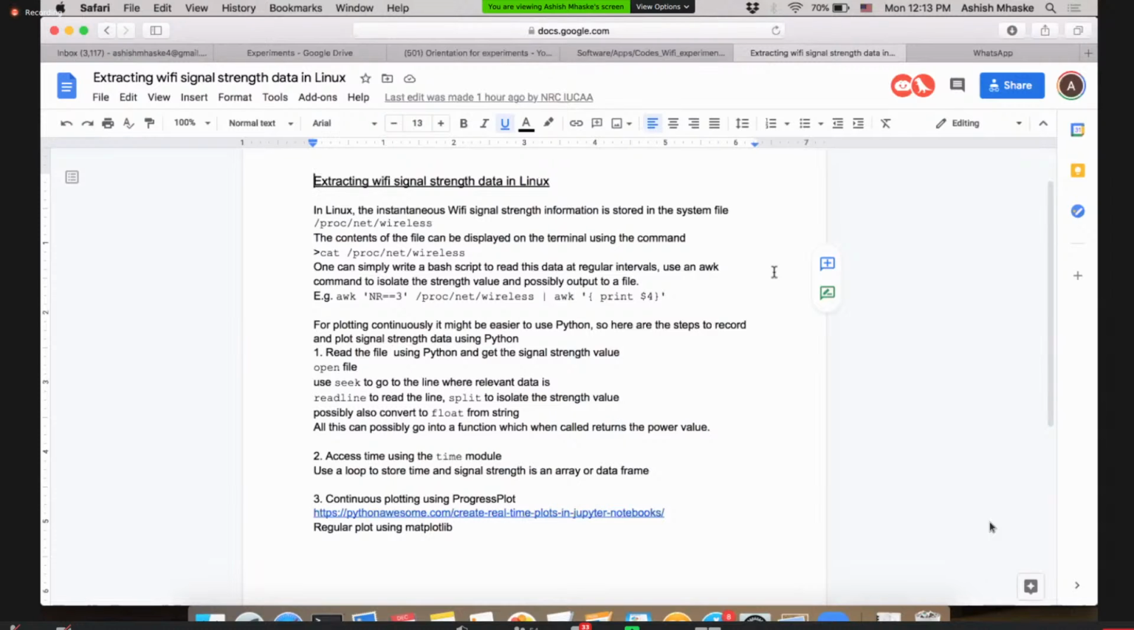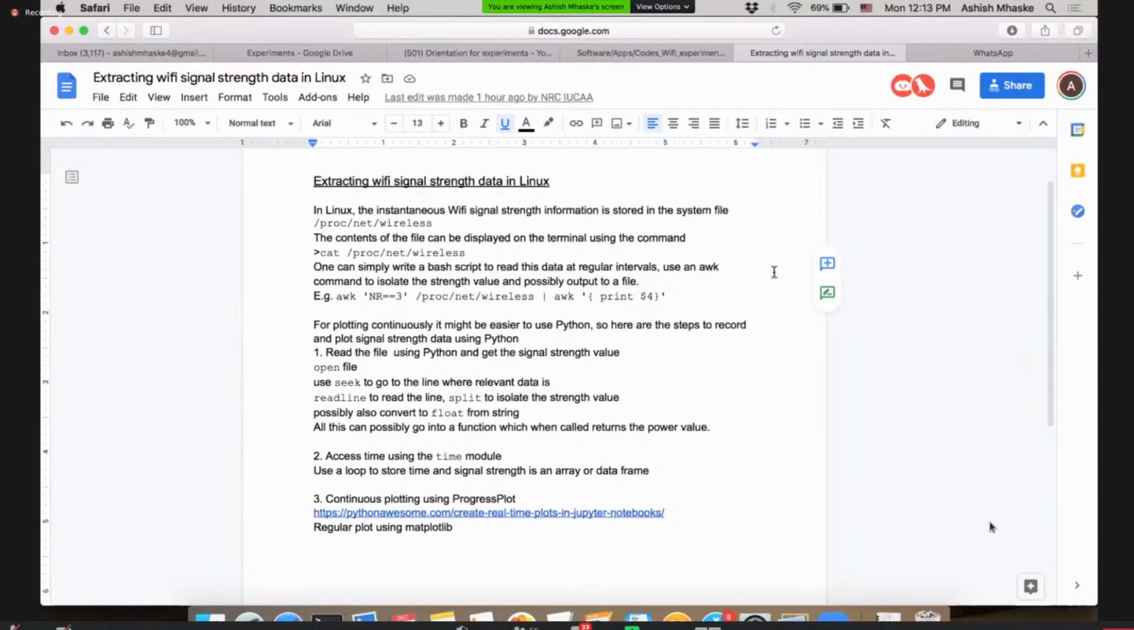And then I have written a very short Python script, which will essentially read it in real time. And it'll have these parameters as to how often you want to read it and for how long you want to read it. And it will show you a real-time plot and then also save it as a data frame, if you're familiar with Python.